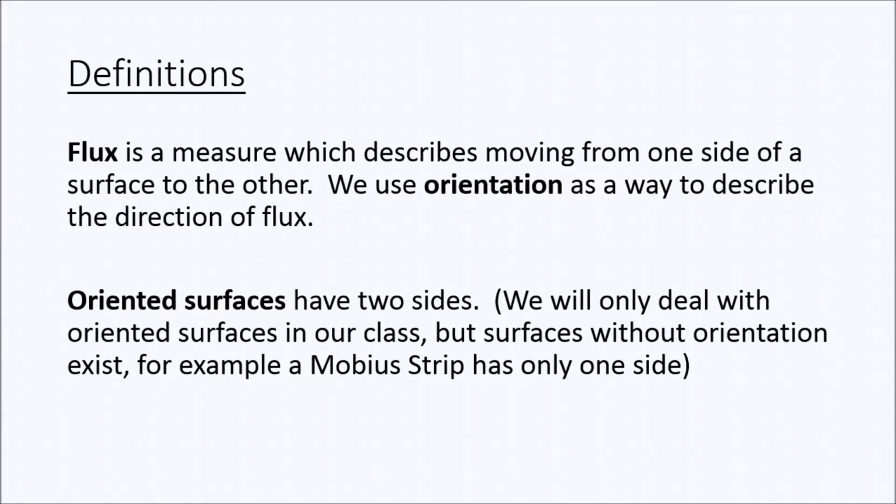Now, oriented surfaces have two sides, and while that might seem obvious and trivial that I even have to say that, it turns out that not every surface that has two sides is actually oriented. The most famous example, and one that's a lot of fun if you haven't ever played with it, is a Mobius strip, where you take a long strip of paper and you connect the ends to each other, but before you connect them, you twist one side.